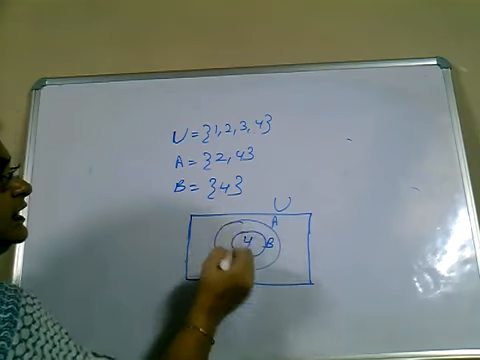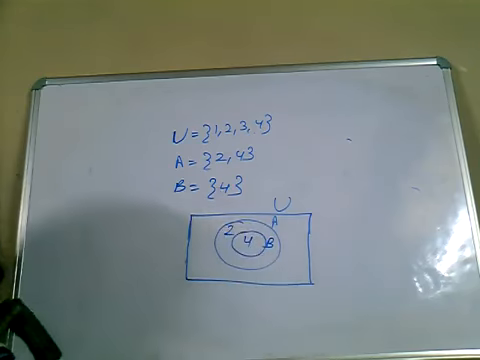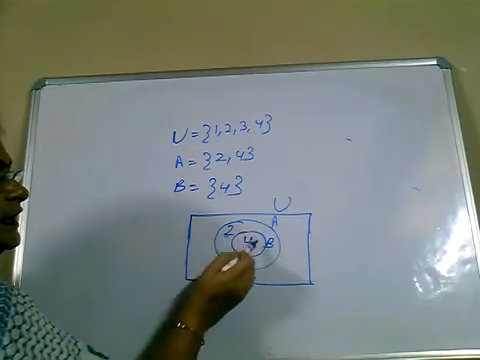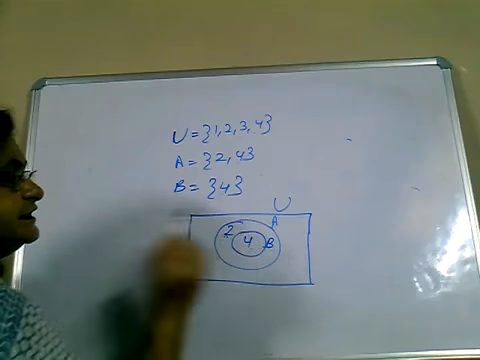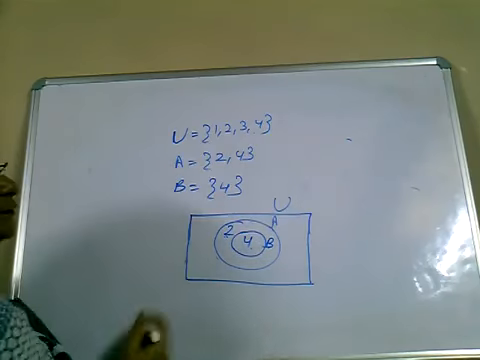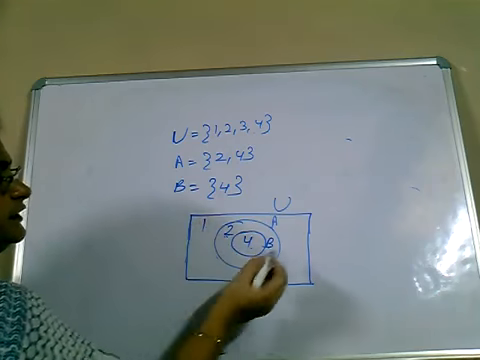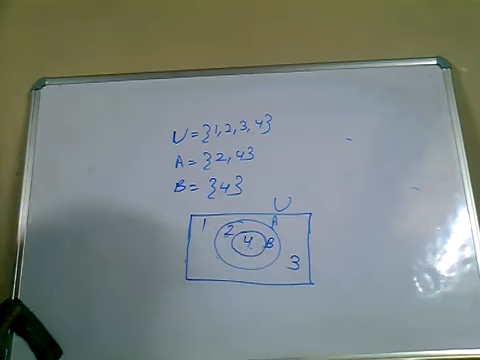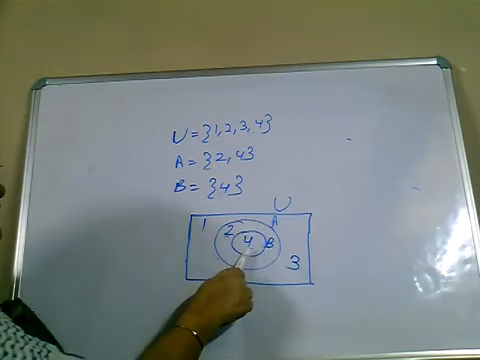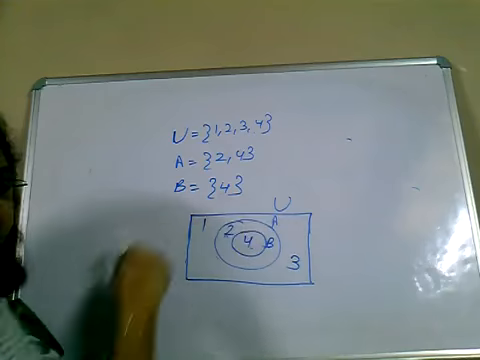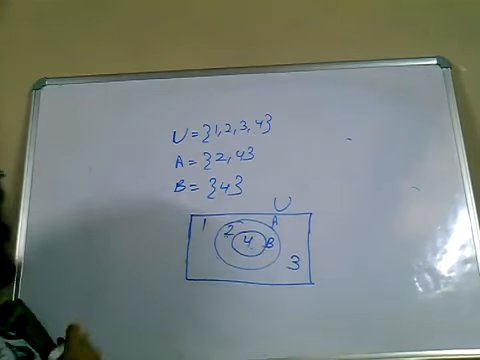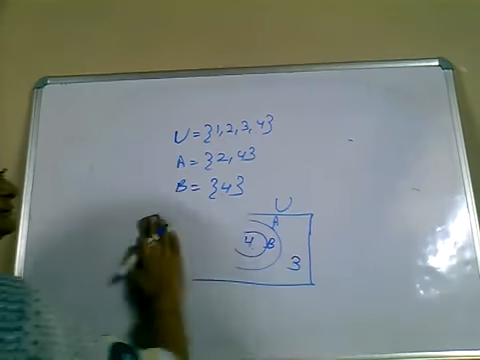So in A we have only 2. So 2 and 4 will be considered in set A and 4 is only considered in set B. Now we are left with only 1 and 3. So in the rectangular portion we can represent 1 and 3. So here B is a subset of A and B is a subset of the universal set. A is also a subset of the universal set.